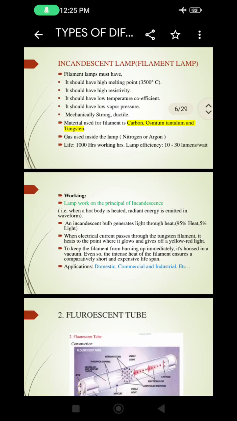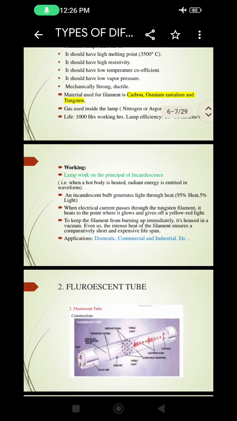The incandescent lamp works on the principle of incandescence. That is, when a body is heated, radiant energy is emitted in wave form. An incandescent bulb generates light through heat, and it is 95% heat and 5% light. When electrical current passes through the tungsten filament, it heats to the point where it glows and gives off a yellow-red light. To keep the filament from burning up immediately, it is housed in a vacuum. Even so, the intense heat of the filament ensures a comparatively short and expensive lifespan. The applications are domestic, commercial, industrial, and so on.